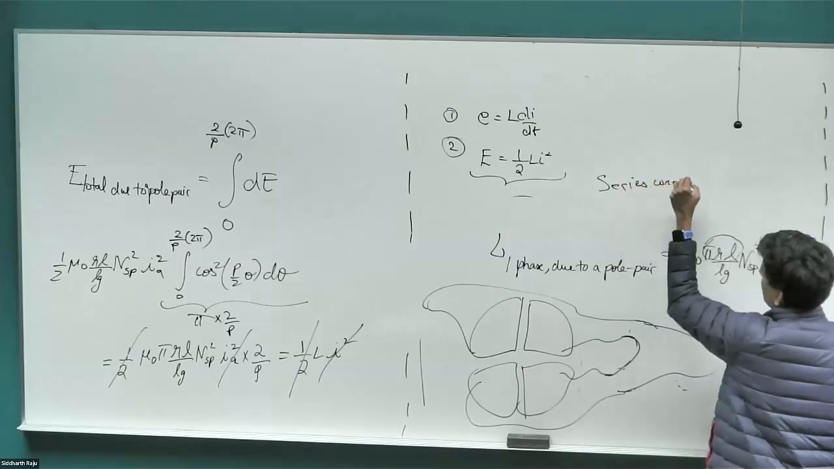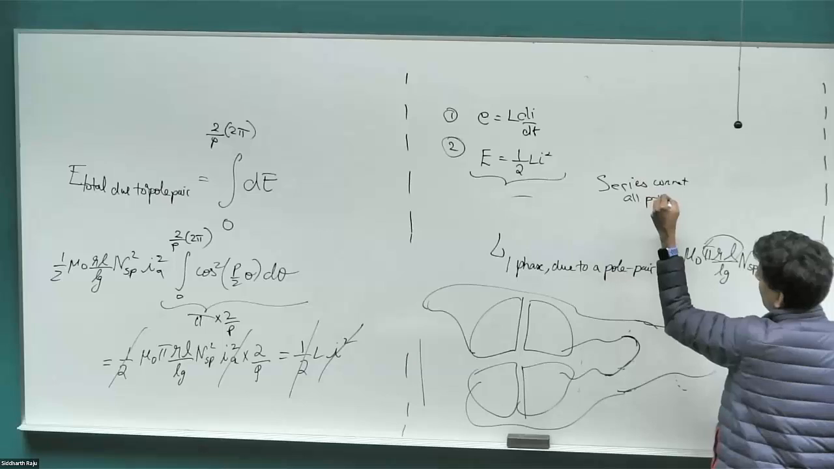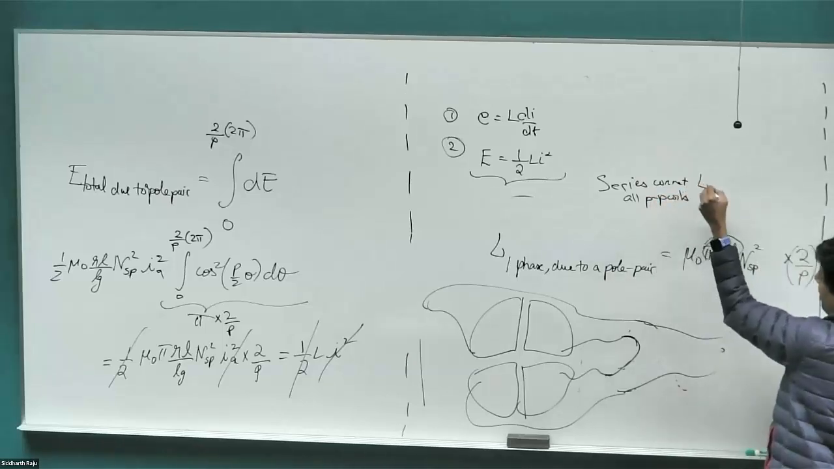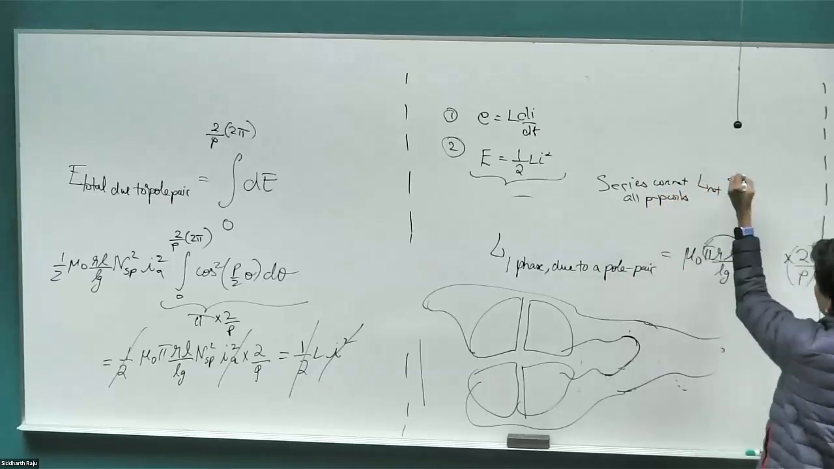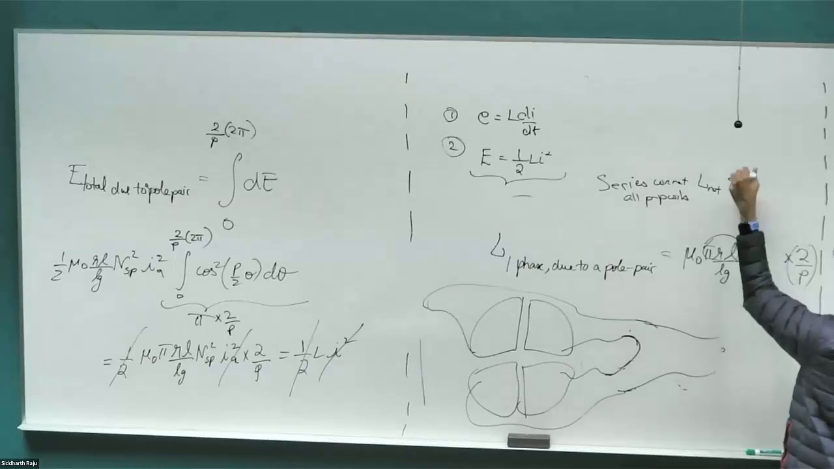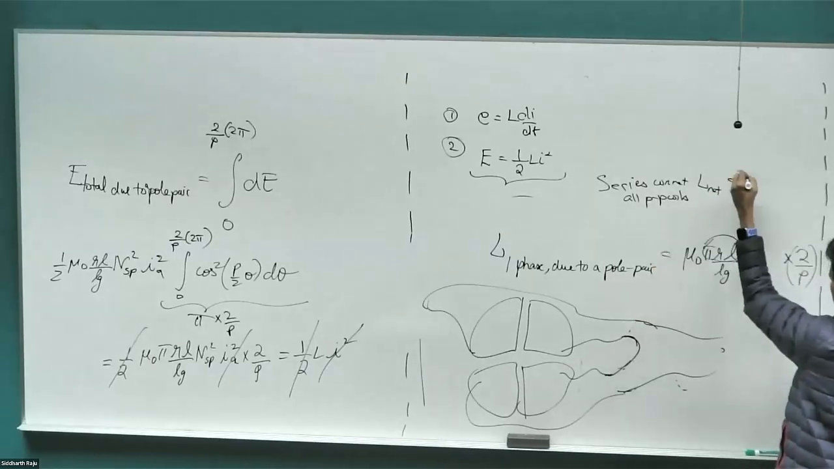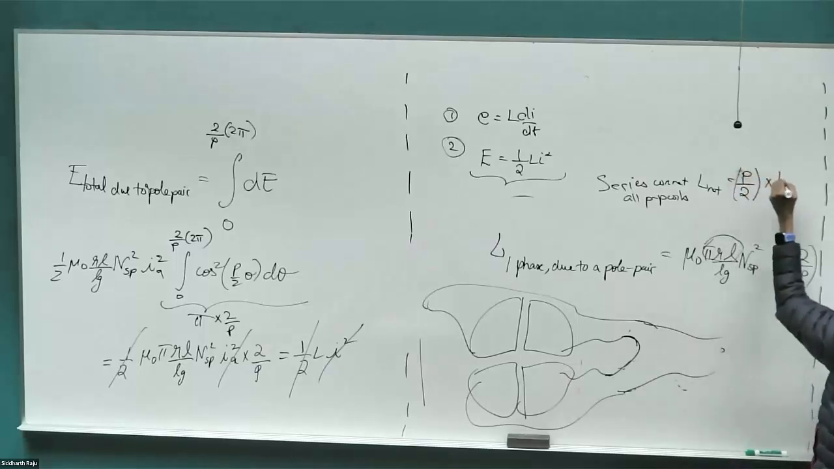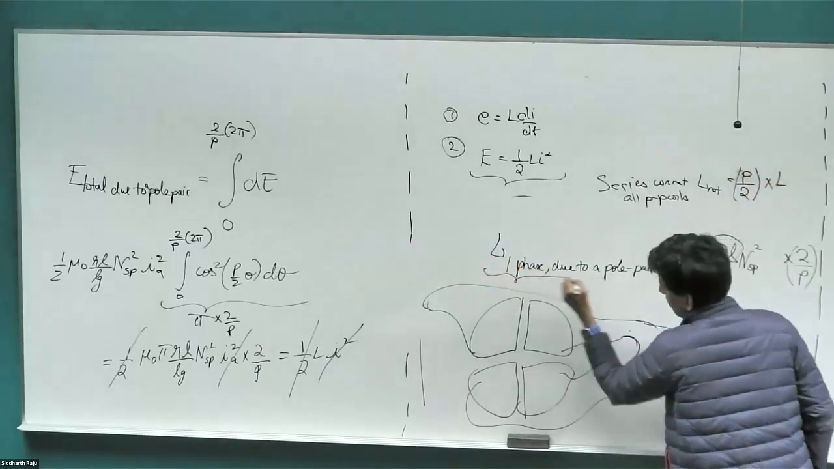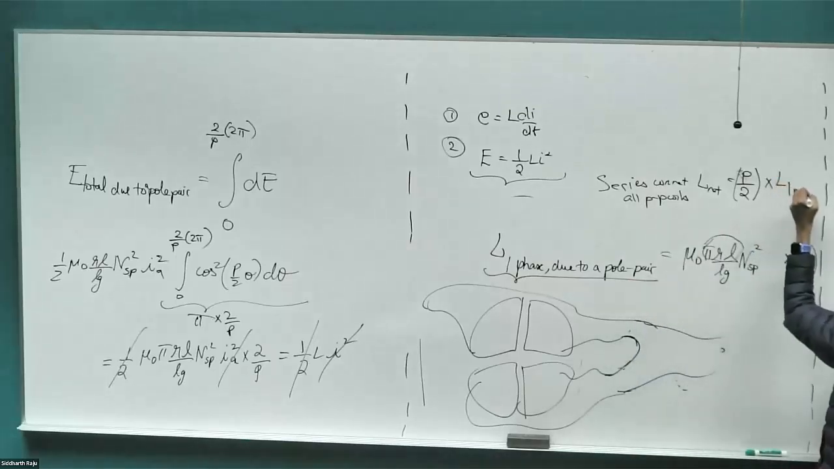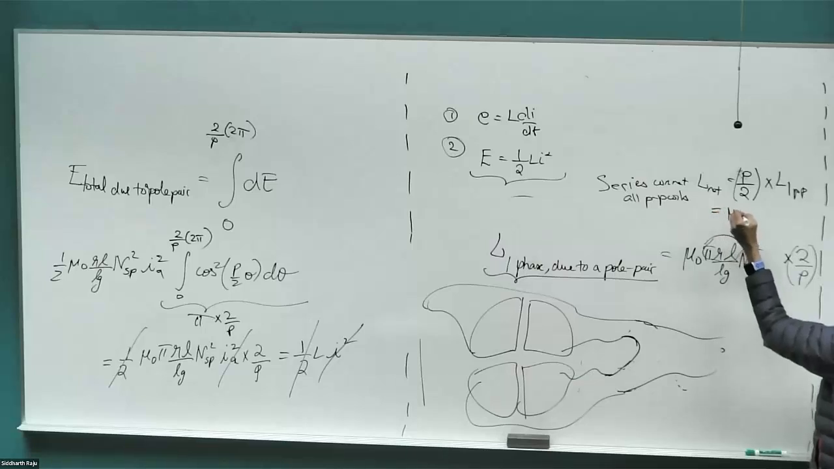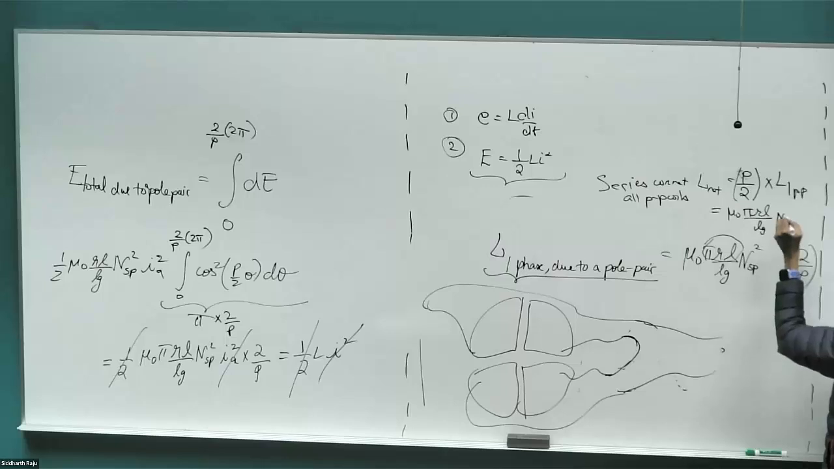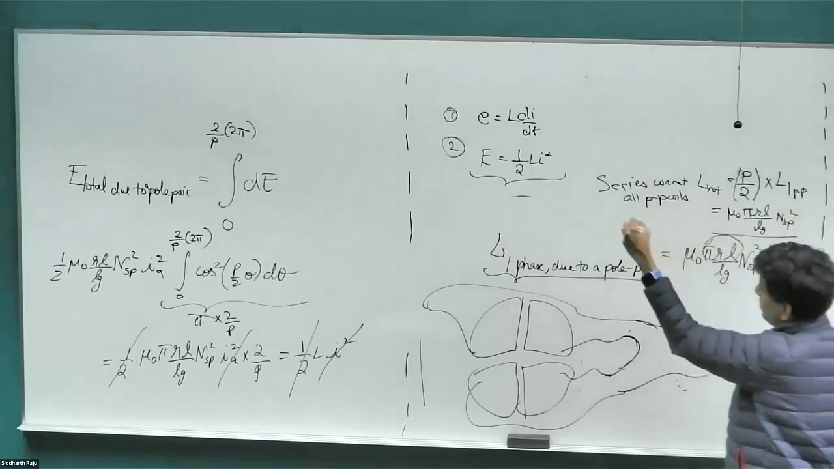connect all pole pair coils, then my L net is just going to be, in case of a 4-pole motor, 2 times. For any general p-pole motor, it would be p by 2 times L of one pole pair, which in effect would just be equal to mu naught pi RL divided by LG times NSP squared, if I connect them in series.